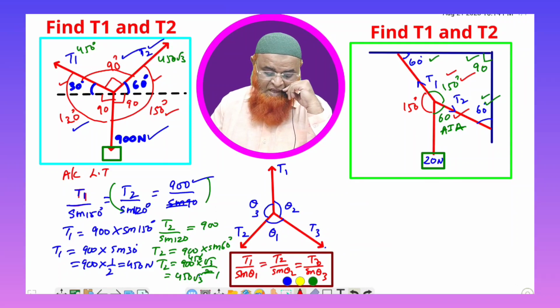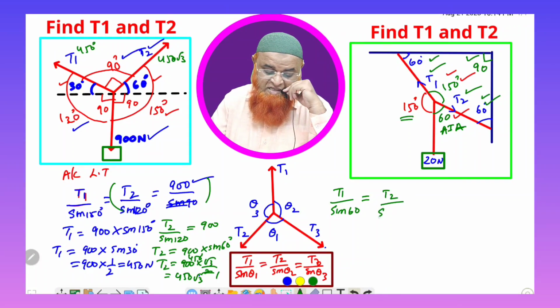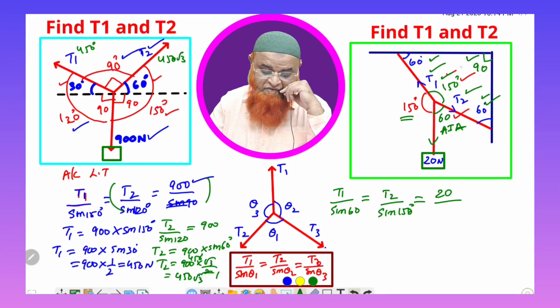Now, according to Lamy's theorem, what are you going to do? You can write this tension T1 divided by the opposite angle, that is sine 60 degrees, which is equal to this tension T2 by the opposite angle, sine 150 degrees, which is equal to the tension acting downwards, which is 20 newtons, and opposite to this it is 150 degrees.